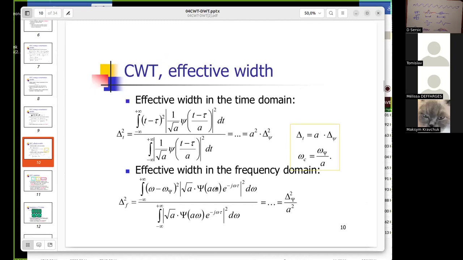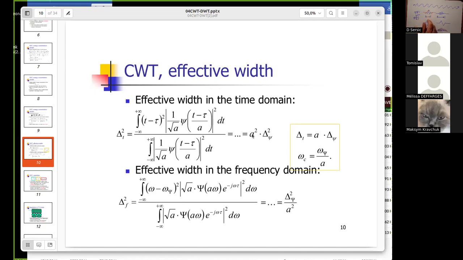So let's put it together. The effective width in the time domain was looking like this. The effective width in the frequency domain was looking like this. Both of them change. The effective width in the time domain changes depending on scale. Of course, the red one is wider than the blue one if A equals 2. Or vice versa, if A was 1/2, it would be shorter.